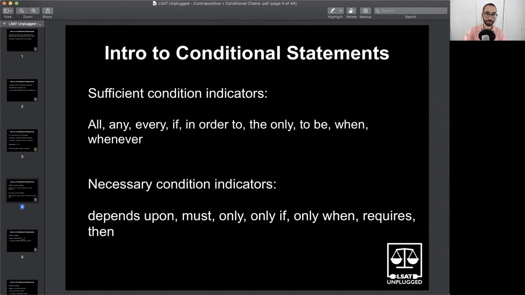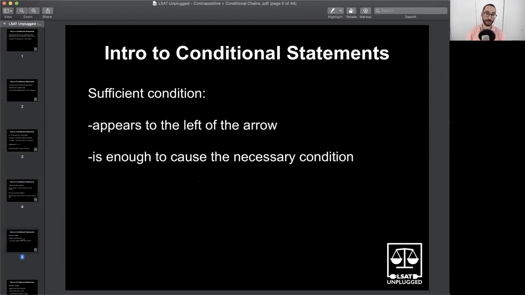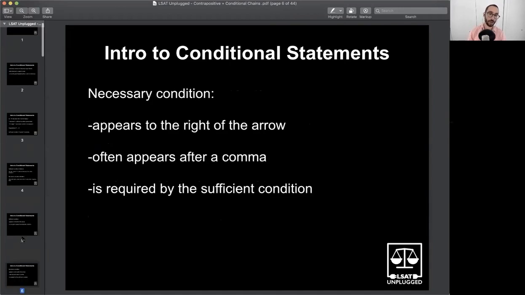Now, sufficient condition, again, left of the arrow is enough to cause or activate the necessary condition. So if you have X requires Y, X is the sufficient and Y is the necessary. Necessary is on the right side of the arrow. It often appears after a comma. So if A happens, comma, then B happens. You could put a comma there maybe if you want to. If you're lacking the words if then, the comma becomes even more important in a lot of cases.